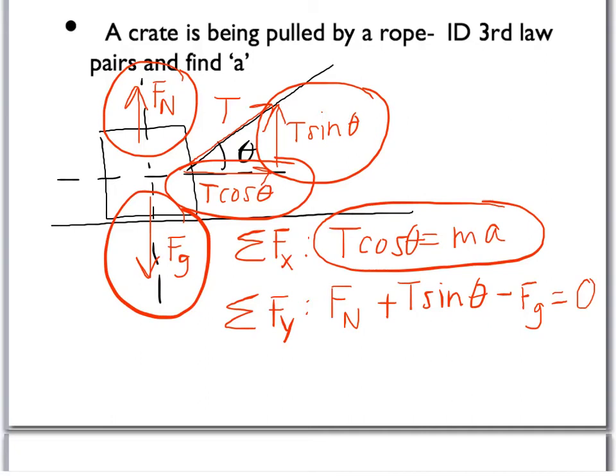Now, in looking at third law pairs, just to review what we talked about last time, third law pairs would essentially be the tension in the rope pulling on the crate and the crate pulling back on that rope. We'd have the third law pair from the normal force, the floor or the surface itself pushing up on the crate and the crate pushing down on the surface. And then, of course, you've got weight, where the third law pair to the earth pulling down on the crate would be that force of the crate pulling back up on the earth.